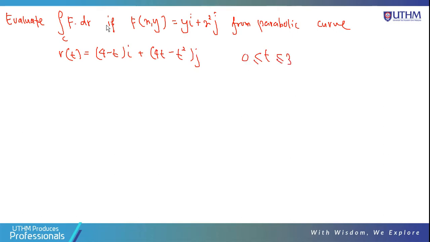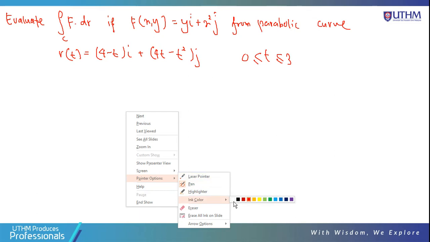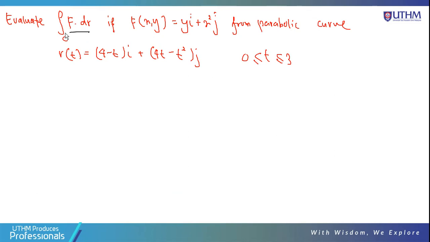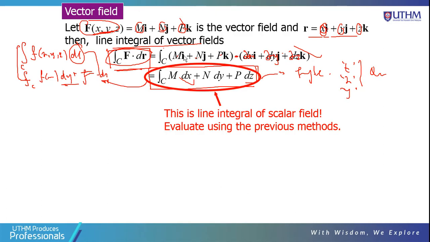When you look here, you automatically know this is a line integral of the vector field, because it gives F(x, y) and r(t). If it has both of these, you know this is the line integral for the vector field. So you need to create F dot dr, which equals the formula above; you need to take the dot product and solve it.